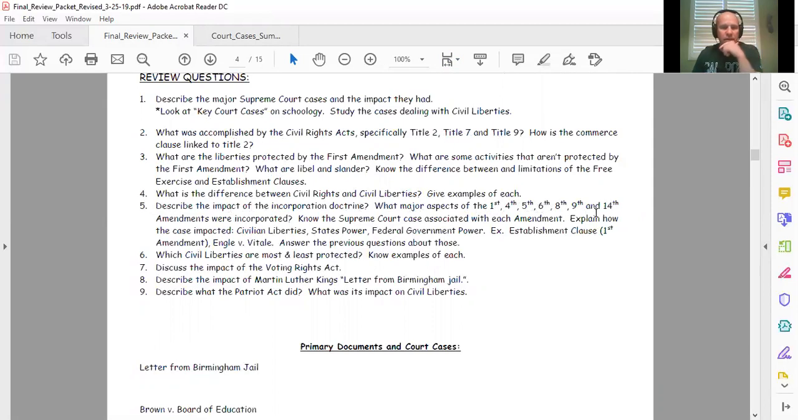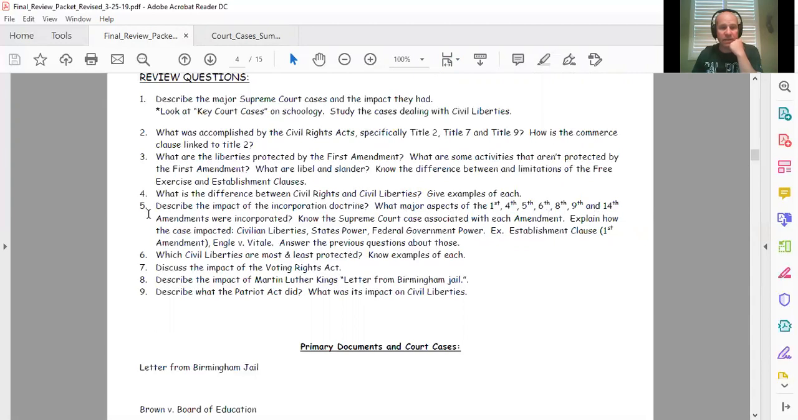So if you were going to get an argumentative essay from this unit, I could see them being on the incorporation doctrine, and I could see them having primary documents like court cases and the Constitution. And so if they were going to use the Constitution as a primary document, you would say the 14th Amendment, from either the Equal Protection Clause or the Due Process Clause of the 14th Amendment.